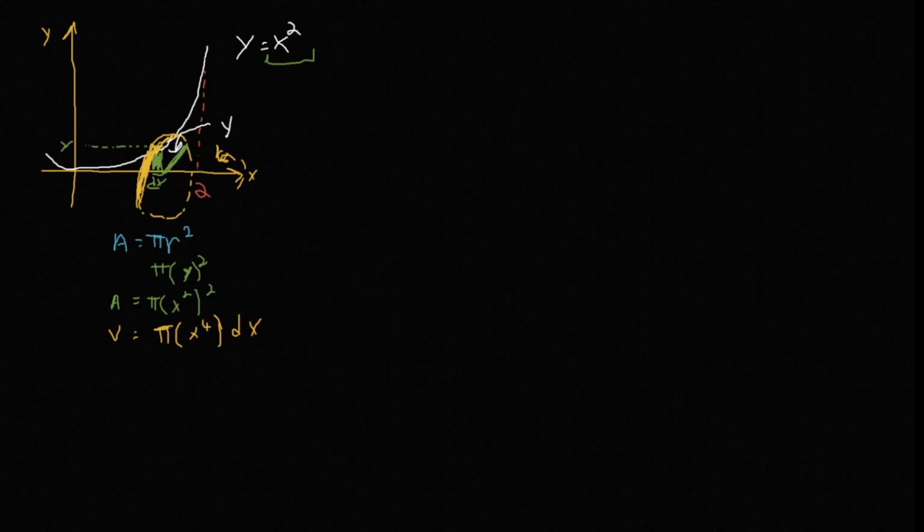So to add up all of these tiny volumes, we integrate this. And we're going to go from 0 to 2 in this case. 0 to 2. And we can pull out our pi, and we can do this integral. We can do the definite integral from 0 to 2 of x squared to the fourth dx. We can do this integral.